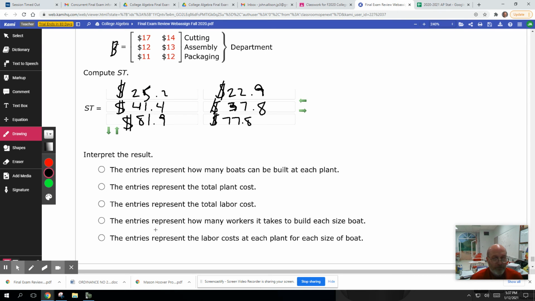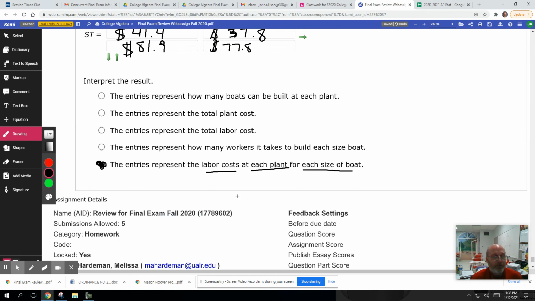Let's see how this goes. Entries represent how many workers it takes to build each size boat. That doesn't have anything to do with it. Entries represent the labor cost at each plant. These are labor costs for different size boats at plant A, and these for plant B for each size of boat. So that's what we're looking for. That's our interpretation of the results. That's how we do problem number 65.